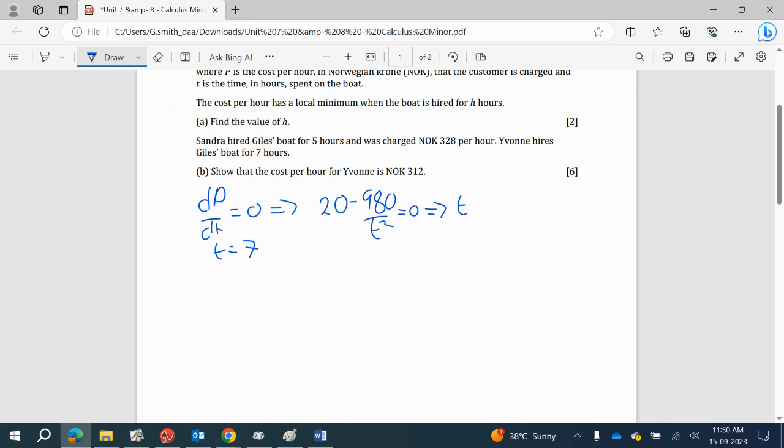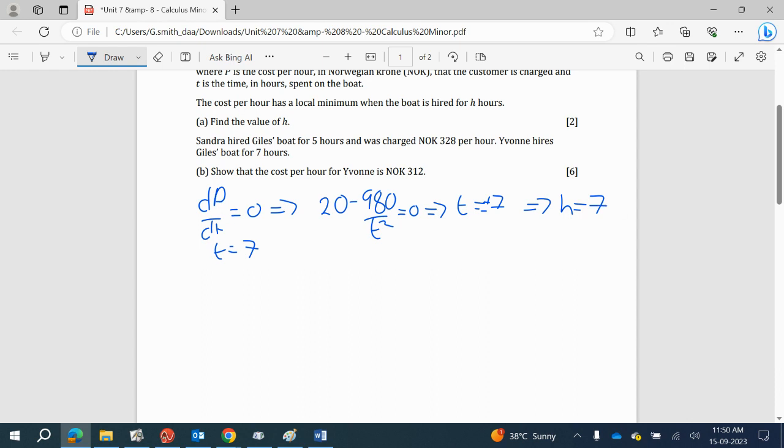Sorry, I'm just going to run through it. We want to finish, so we find the value of H. T is equal to plus and minus 7, so that implies that H is the positive value, 7.